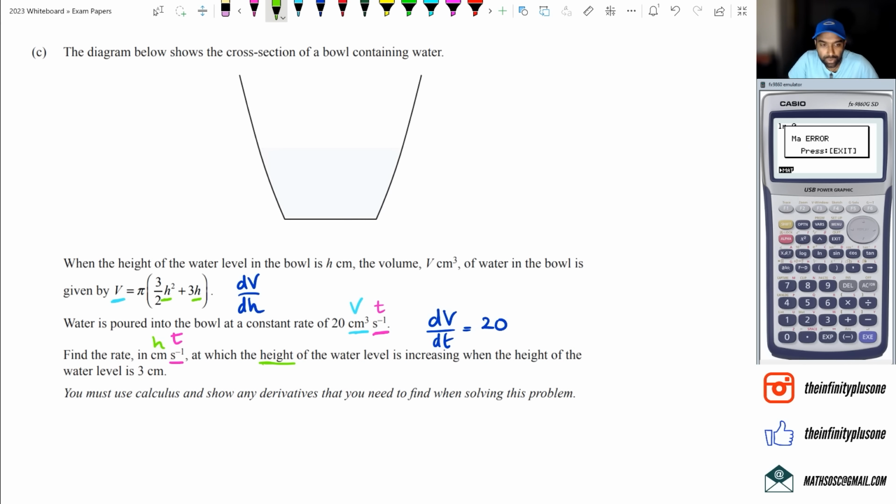So I'm actually looking for dh/dt when the height is 3. So what is dh/dt when h is equal to 3? This is pretty much how I extract the information from these types of rate of change questions. If I ever see "find the rate", I'm like, okay, where's my constant? What's the formula? What am I looking for?